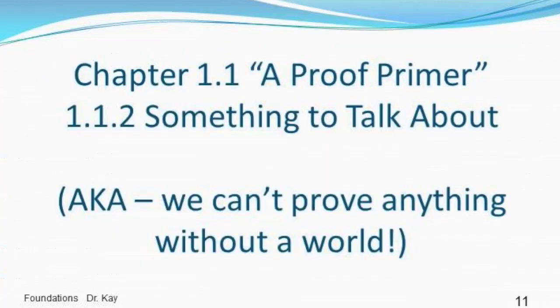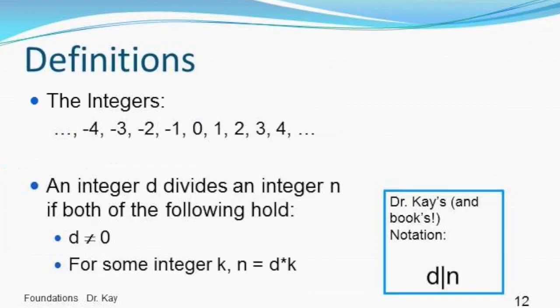Okay, so we're on to 1.1.2, something to talk about. This is just a section that's going to give us some things to write proofs about. In this case, we're going to write proofs about the integers. So the integers is the infinite sequence of numbers, negative, 0, positive, all whole numbers, right? And we're going to talk about an integer dividing another integer. So d divides an integer n if d isn't 0, and for some integer k, n is d times k, right? And the book and I actually agree on notation for this one, so this says d divides n.